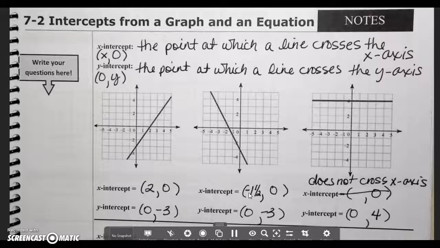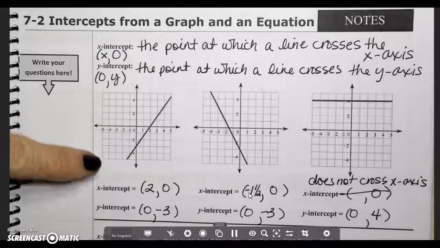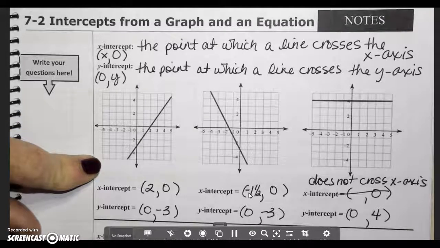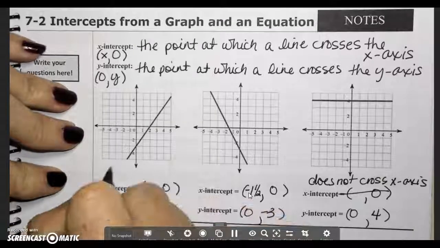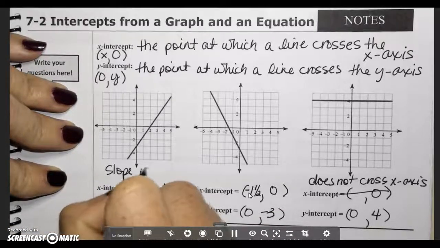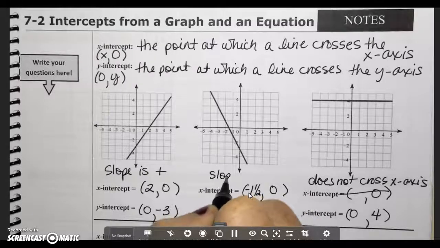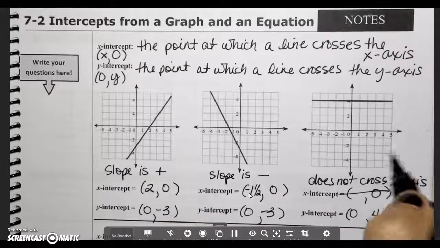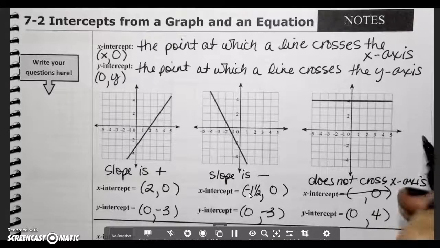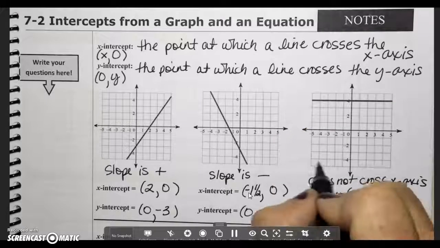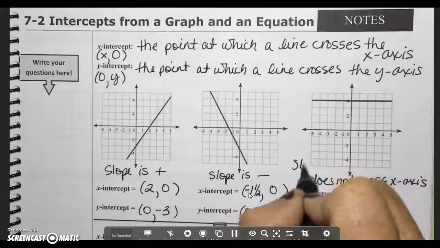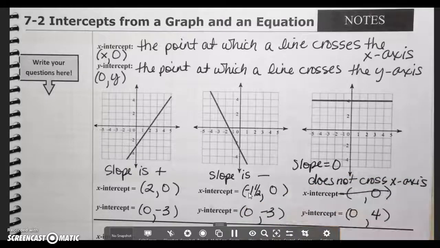While we're at it, just for good practice, on the first one, is that slope positive or negative? Slope is positive. On the second, slope is negative. And on the third, slope equals 0. Okay, good.